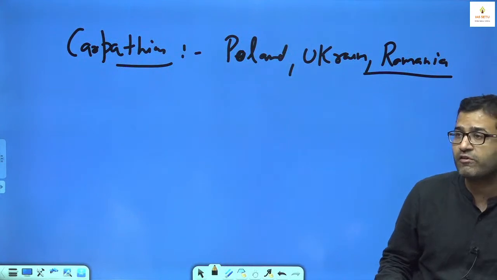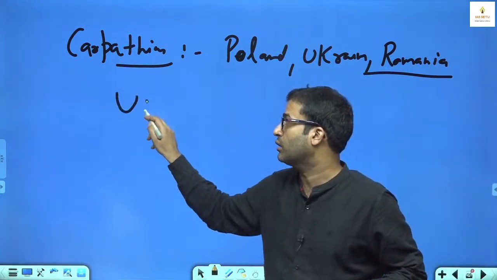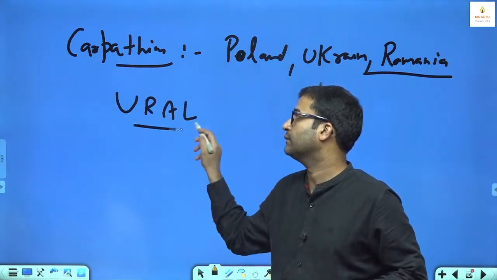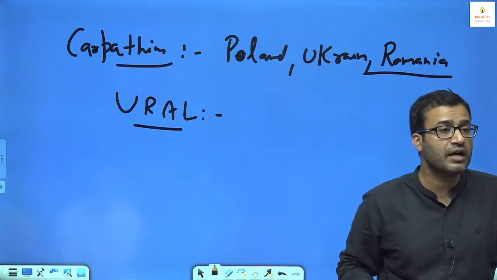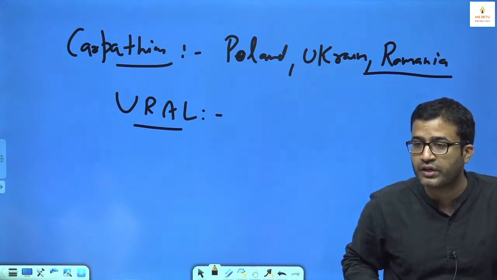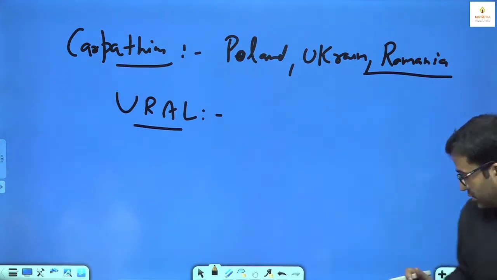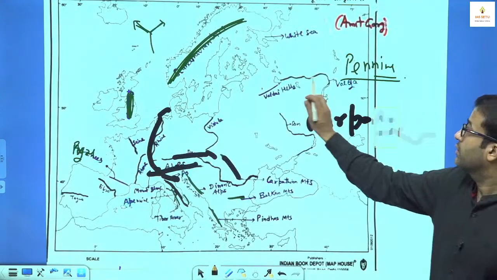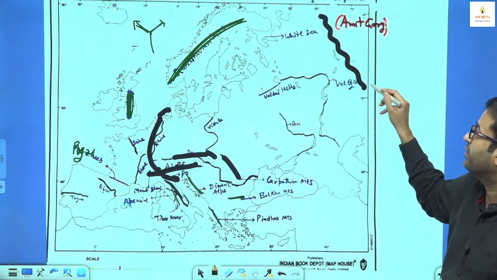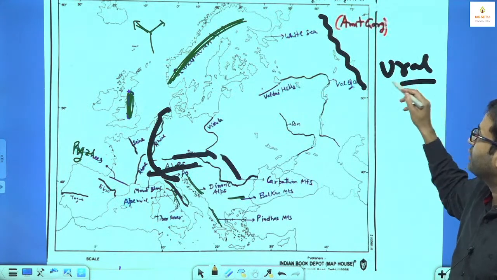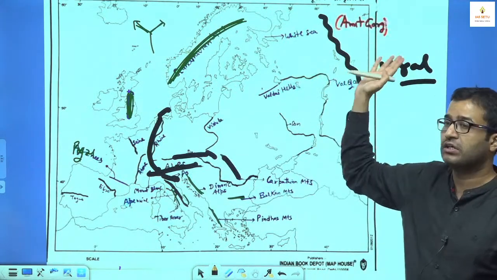Now next is we have one mountain system with the name Ural. Can anyone tell me about this Ural? It makes the natural boundary between Europe and Asia. See here, this side is Europe, that side is Asia. So in between there is the Ural mountain, and this is Russia.